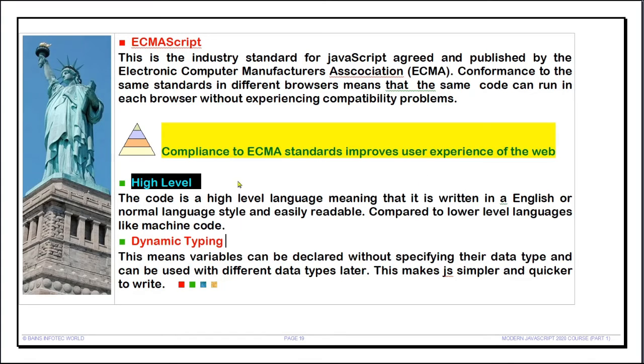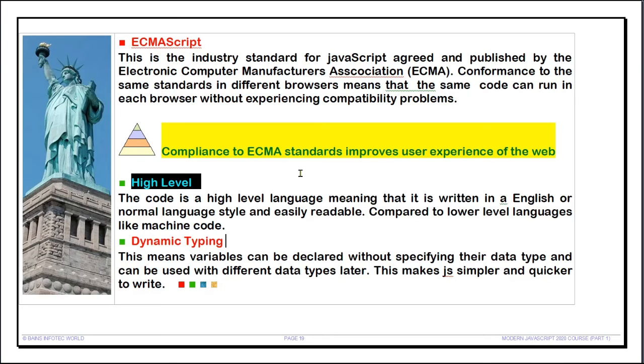High level. The JavaScript language is a high-level language, which means that it's written in an English-type language. It's not written in machine code, which is the language that a processor on a computer, the CPU, Central Processing Unit, understands. So machine code would be like ones and zeros and ones and so on, which is what eventually is run on a CPU.